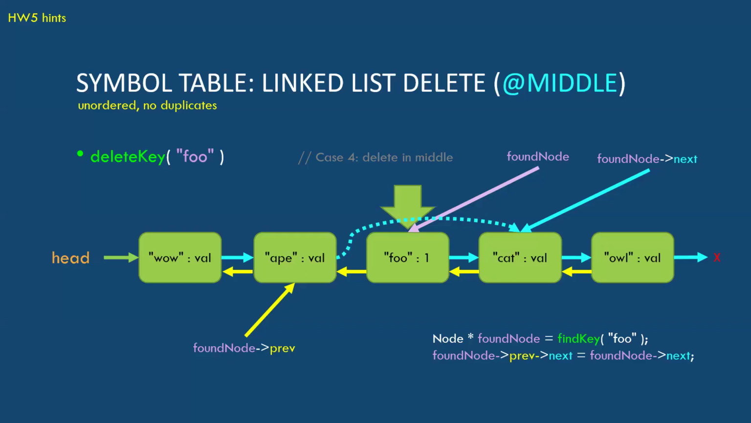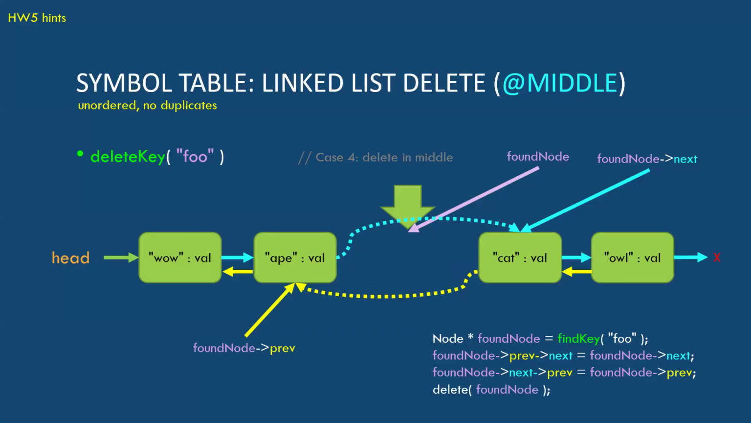So we've got one of them done. And then the other one is just the reverse. Found next previous should be set to found previous. So that wires around there. And now we're ready to delete that thing in the middle and everybody's happy again. So those are our 4 cases.